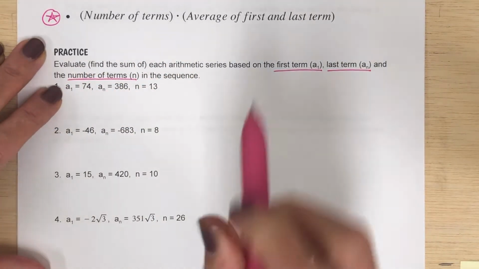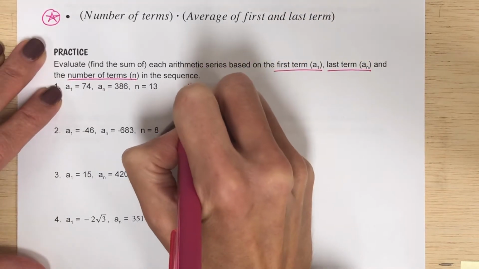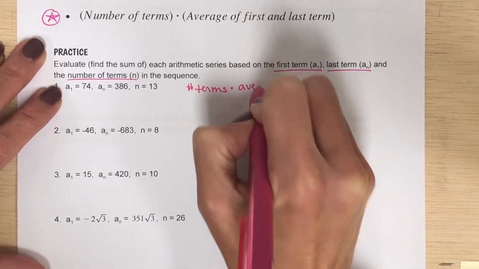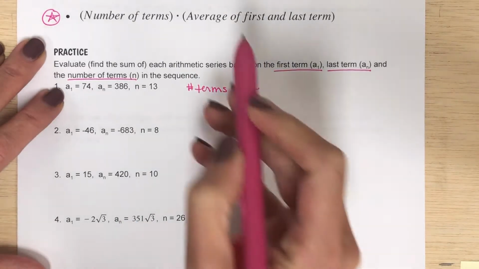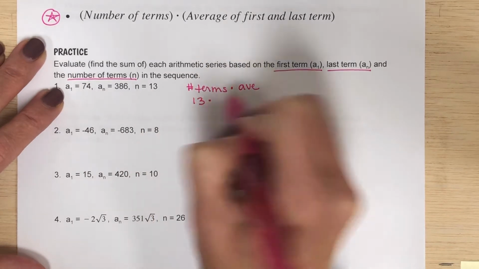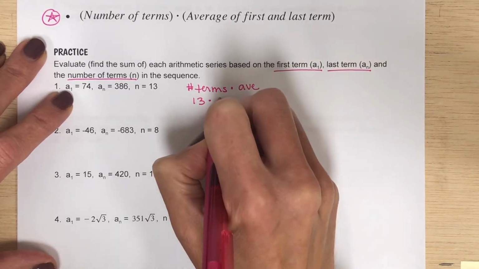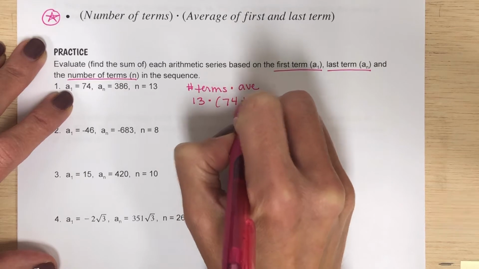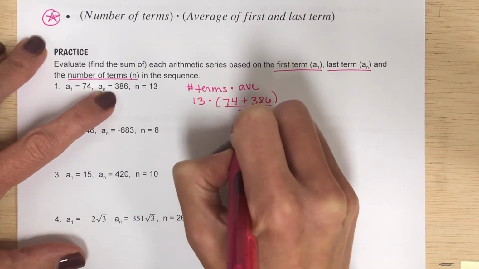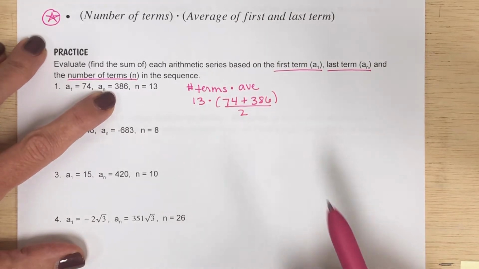Okay, so I'm just going to use my formula. Number of terms times my average. And I'm going to plug in what I know. Number of terms, there are 13 terms. My average, well, is my first term plus my last term divided by 2, because there are 2 terms, first plus last.